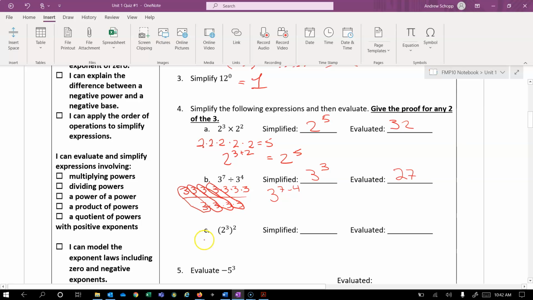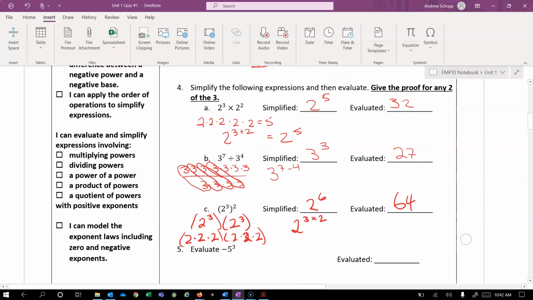For C, same idea. We have 2 cubed to the power of 2, so we're multiplying this by itself, and when we do that, we're going to multiply the exponents. So 2 to the power of 3 times 2 would be 2 to the power of 6. And we can show that by writing this out. We have 3 2's here, and 3 more 2's here. And you can see how we have 6 in total. When we evaluate that, we end up with 64.